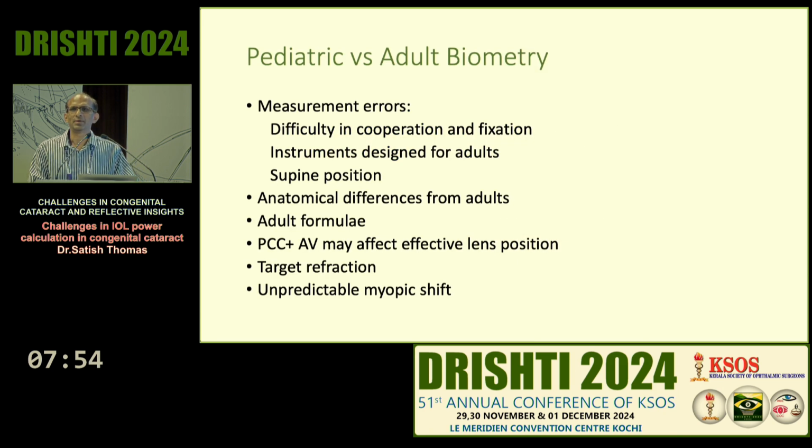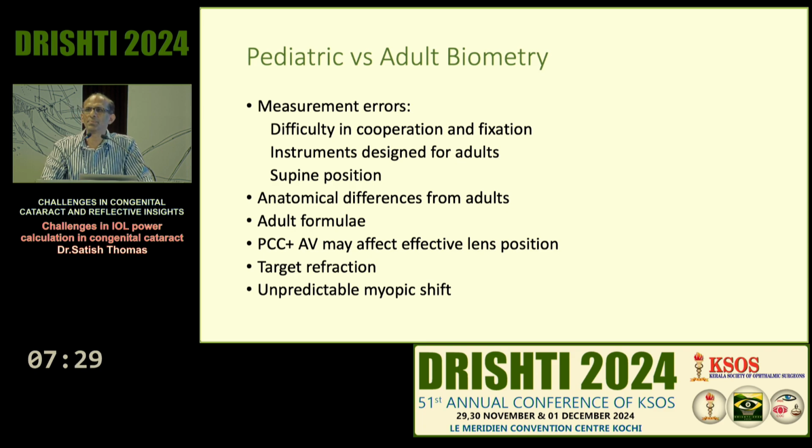So I think what most of us in the audience will be more familiar with is how to do a biometry in an adult cataract. And so it will be good to think about what will be the differences when we have to deal with the pediatric IOL power calculation. The challenges in pediatric IOL power calculation are these. Most of them are summarized in this slide itself.